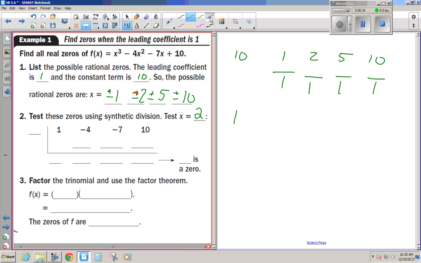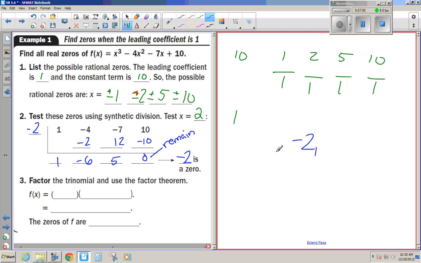So if positive 2 is not a possible zero, you go ahead and you try another one. Well, let's try negative 2. There's a 1. Multiply, add, multiply, add, multiply, and add. And since this is a remainder of 0, we know that negative 2 is one of our solutions.